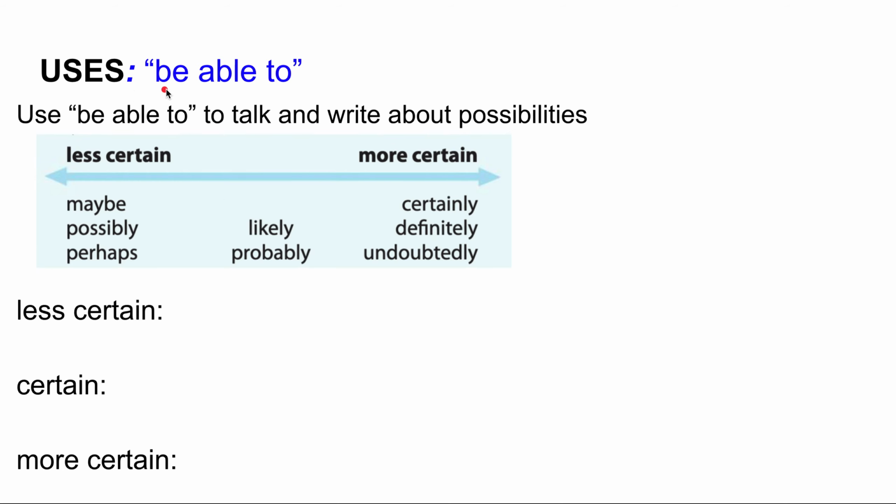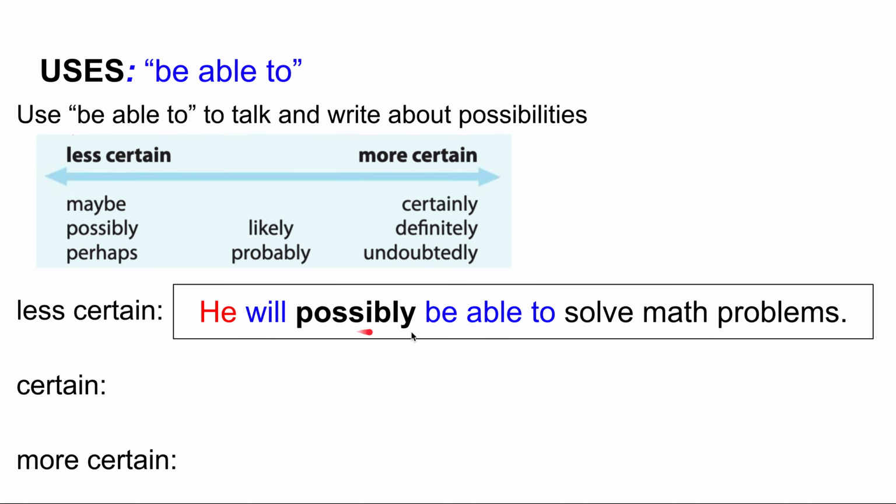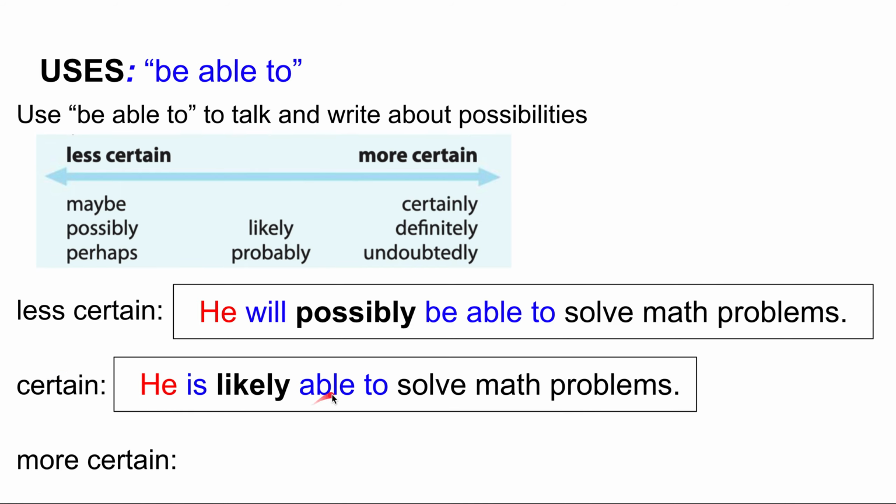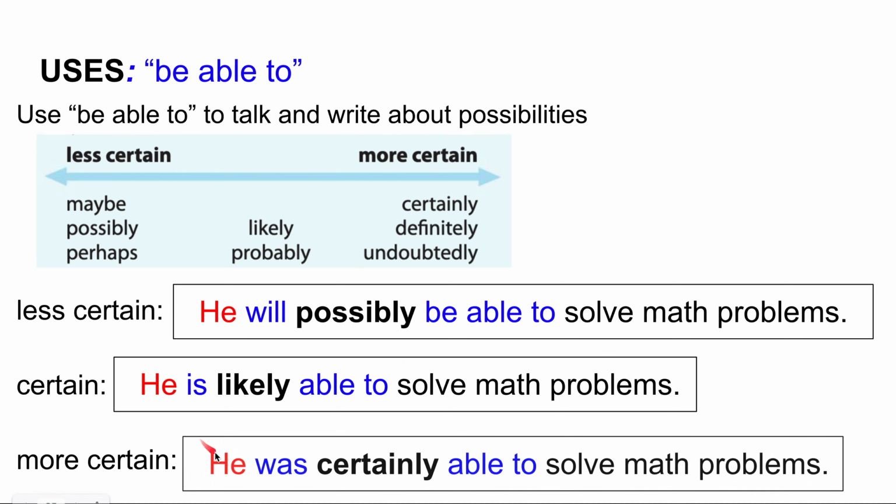We can also use be able to talk and write about possibilities. For example, if we want to write about less certain possibilities: he will possibly be able to solve math problems. If we want to write about certain possibilities: he is likely able to solve math problems. And if we want to write about more certain possibilities: he was certainly able to solve math problems.